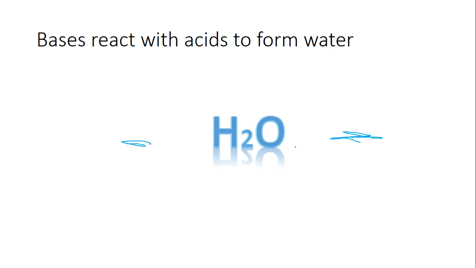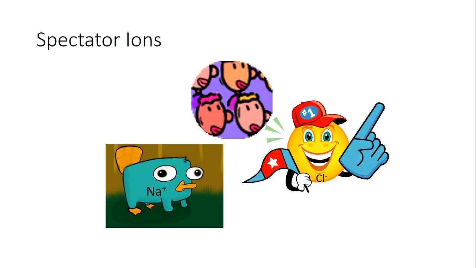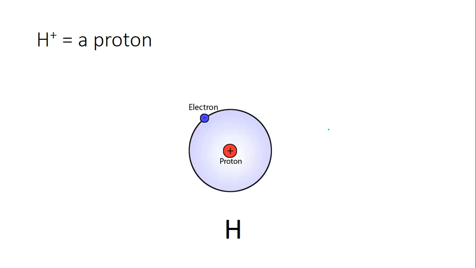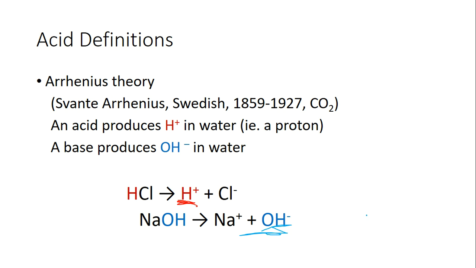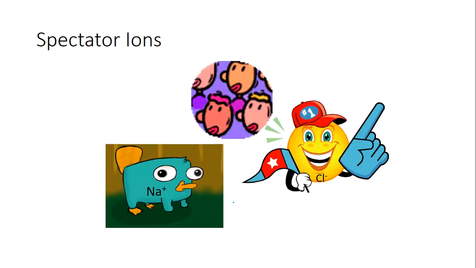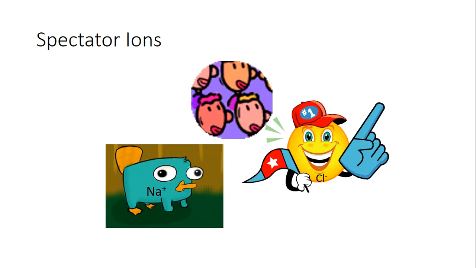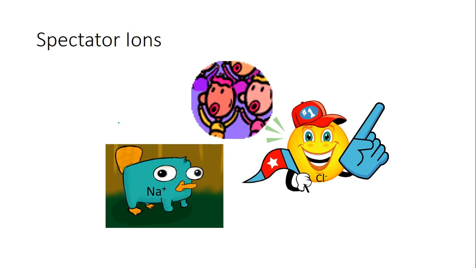The problem is if you over or underdid one, you would have left over one or the other, and then it's not water. It's either the base that you had left over or the acid that you had left over, and that's bad news. So acids and bases react with each other to form water. The other things that aren't doing anything, the sodiums and the chlorides and whatnot that you see here, or the sulfates, that aren't involved in any real reaction, we call spectator ions. And like Perry the Platypus, they don't do much.